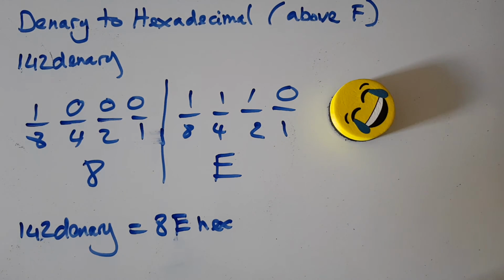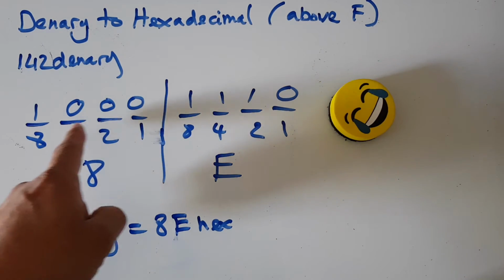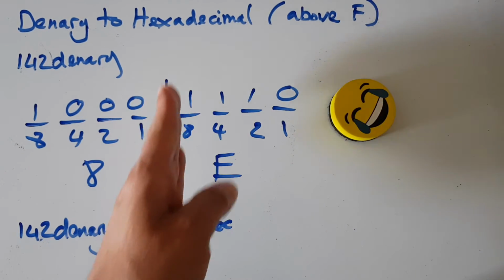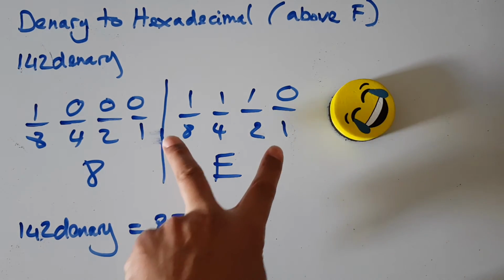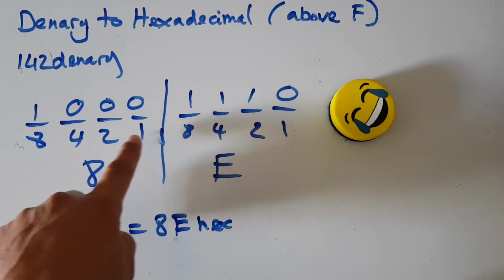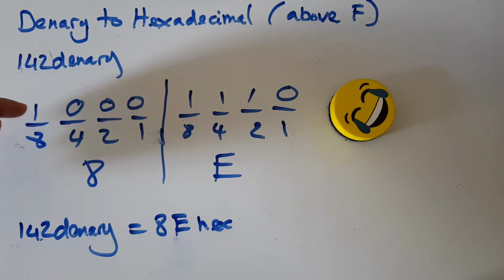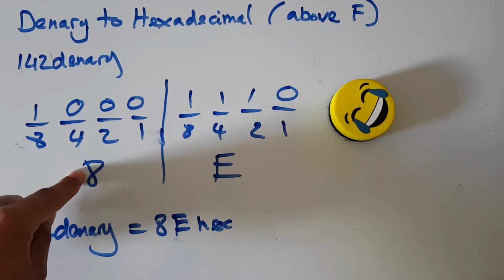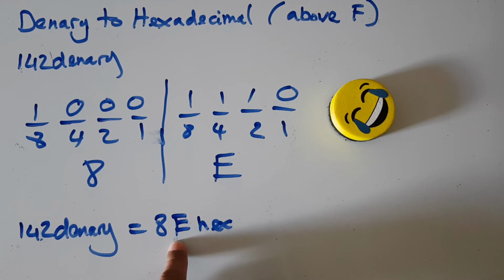And that's it. So remember, the steps are: convert the denary number into 8-bit binary, chop the 8-bit binary into 4 bits and 4 bits, making sure you renumber the place values, convert down the binary number into hex, and that will give you the answer.